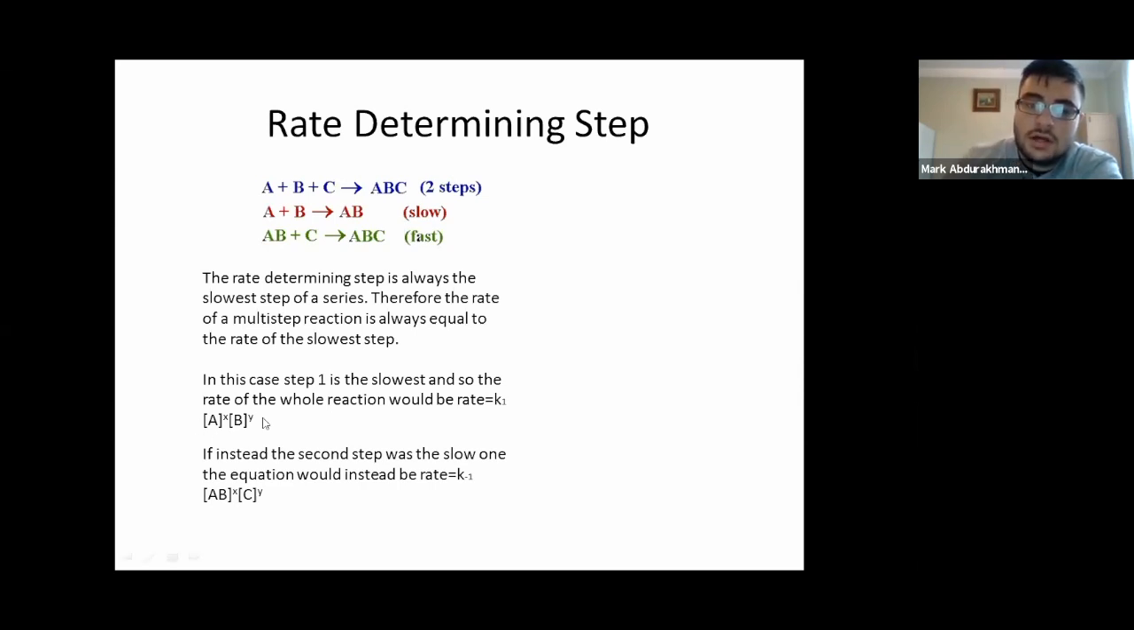So in this case, step 1, the red one, is the slowest. So the rate of the whole reaction is basically equal just to this rate. And the rate is equal to k1, the rate constant of this step, times the concentration of A times the concentration of B with their respective orders. If instead the slow step was the second one, this is the fast step and this is the slow step, then the rate would actually be k2 times the concentration of AB, which is the new reactant, and C, which is this reactant, right?